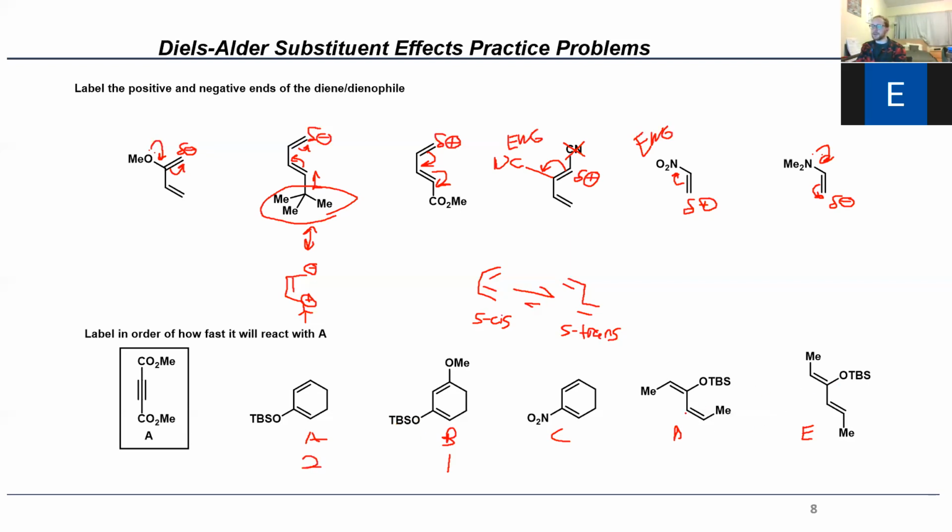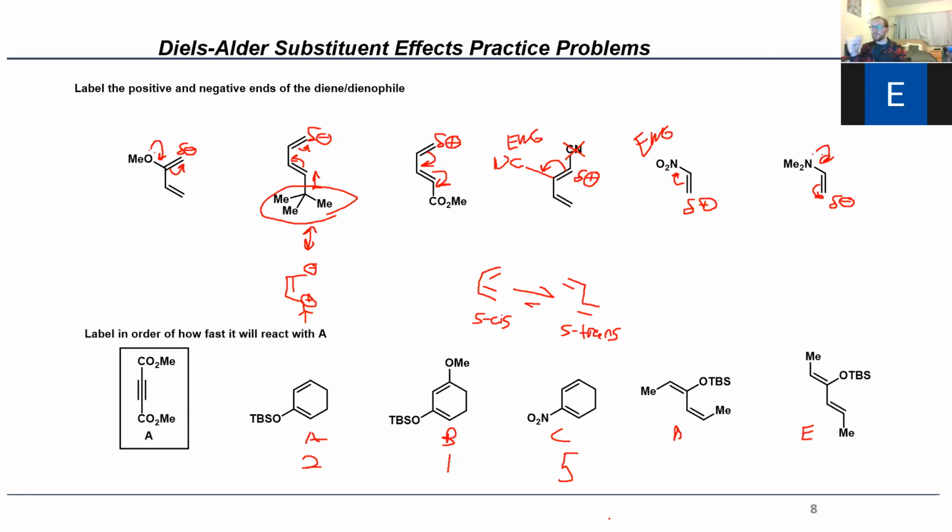So while A, D, and E are all certainly electron rich, locking A into the S-cis configuration is going to increase its reactivity. Now, what we can recognize is that amongst these dienes, this one with the nitro group is quite electron poor because the nitro group is an electron withdrawing group. And so we'll expect this to react the slowest.